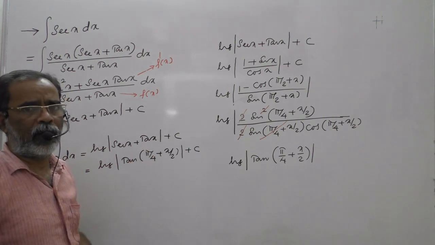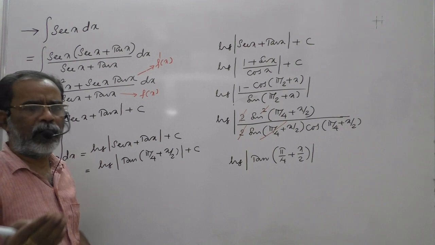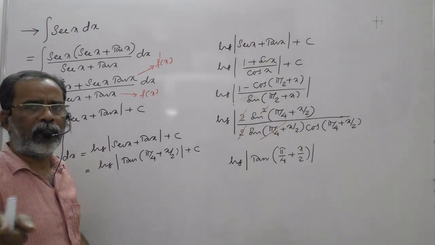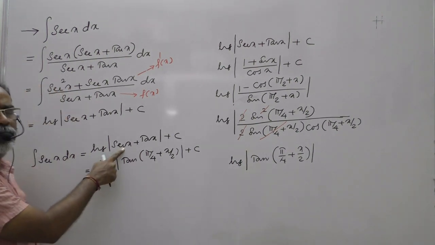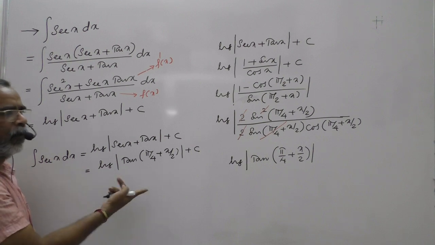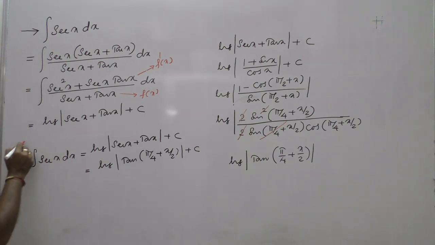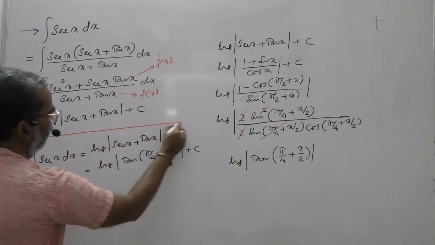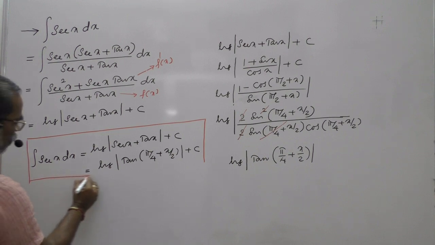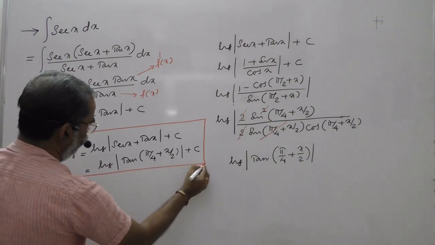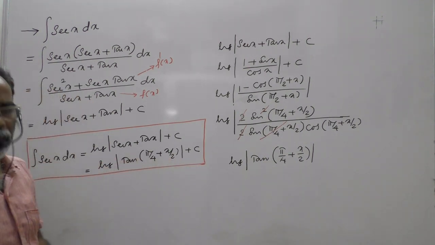In objective, you are supposed to get the answer which is there in the options. So, watching the options, if this is required, you apply this; if this is required, apply this. So, this is the formula of integral sec x dx. Added to the list. This should be added to the list.